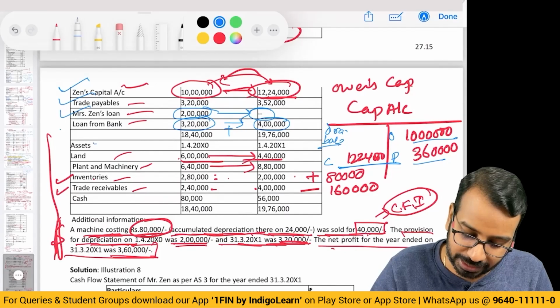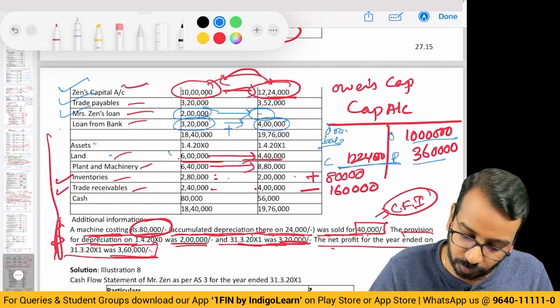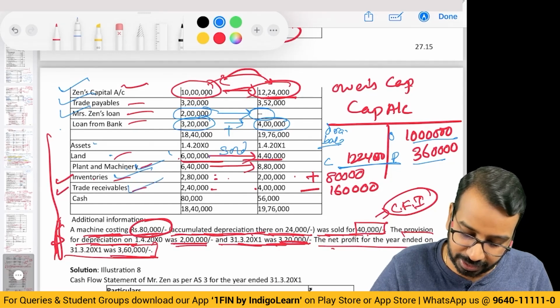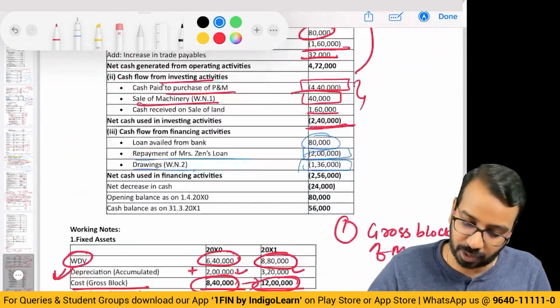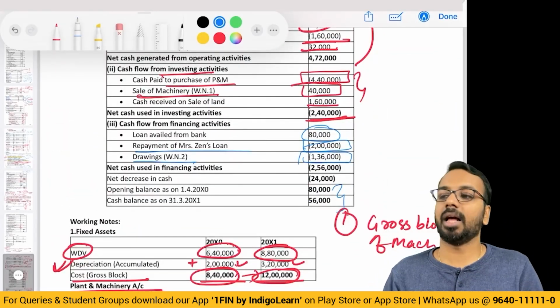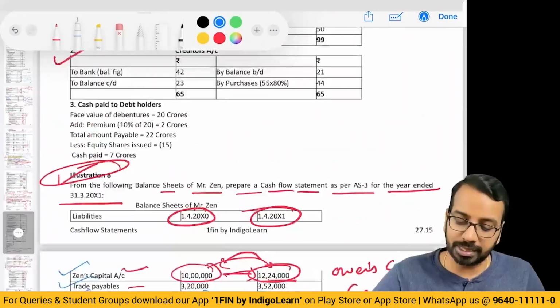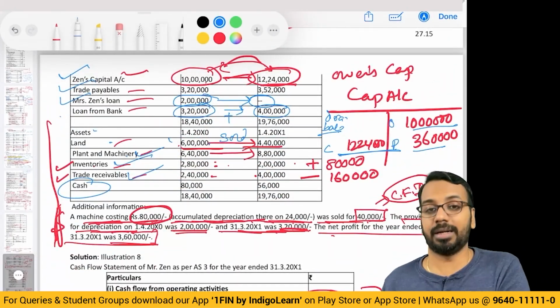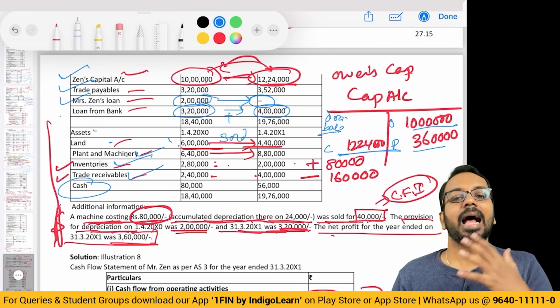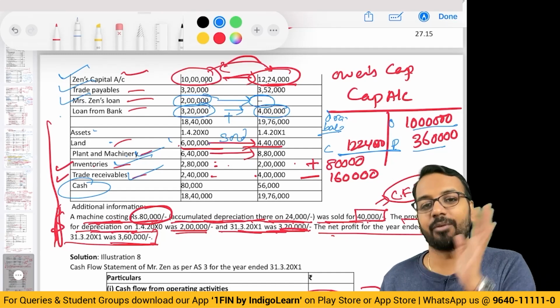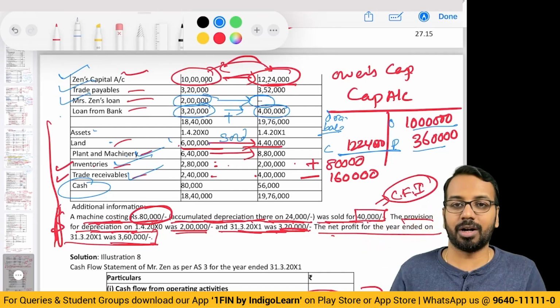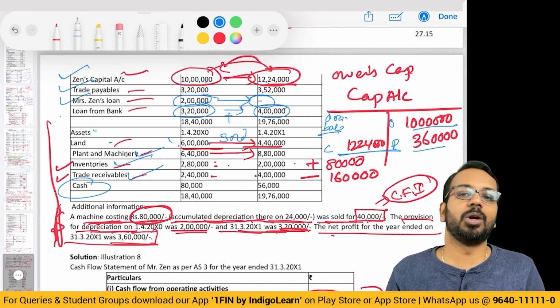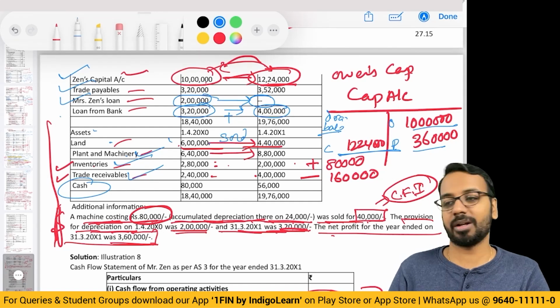Then assets, land, 6 lakh become 440, sold. Plant and machinery we have already taken, inventory is already taken, trade is already taken. Cash will come here as a reconciling. Okay, so this is how you have to approach. Each balance sheet item you have to see, is there a movement? If there is a movement, have we captured that movement in our answer? If you follow this framework step by step, you will not miss out on a cash flow statement question.